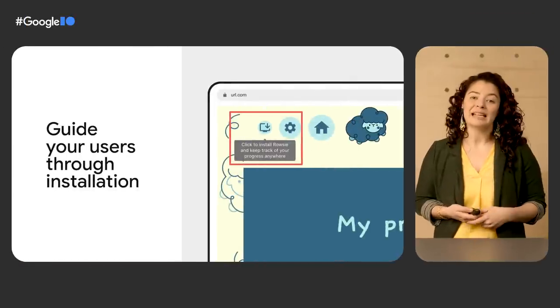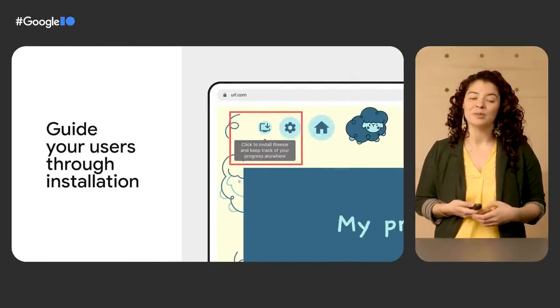Now, the web platform is moving towards making it easier to install web apps. And as our apps become easier to install, we as developers should guide our users by creating our own custom install flow. Rosie has its own install button and tooltips to guide the user to install the app.